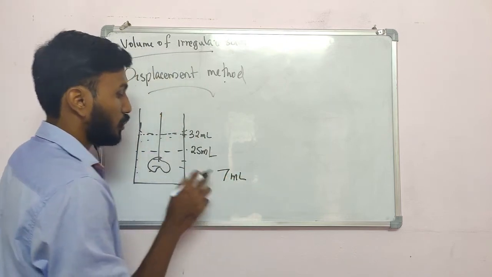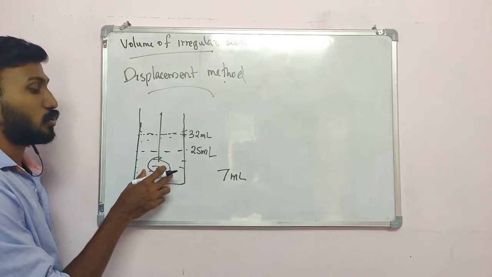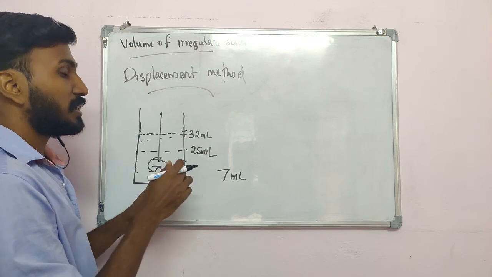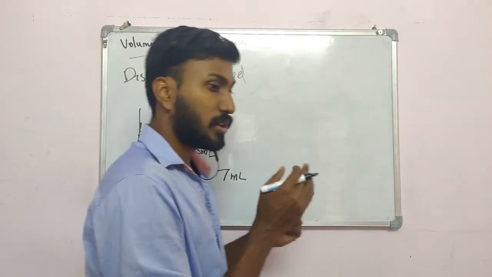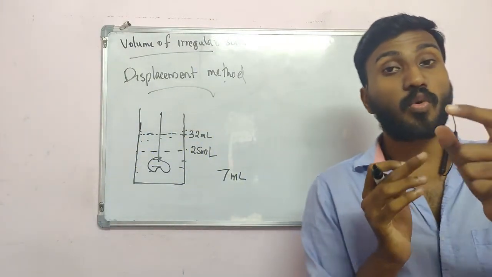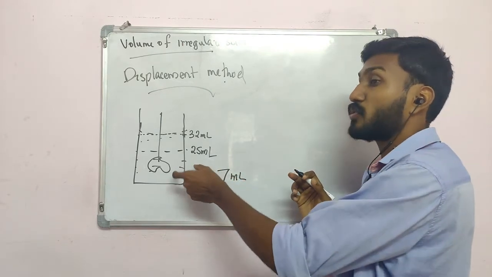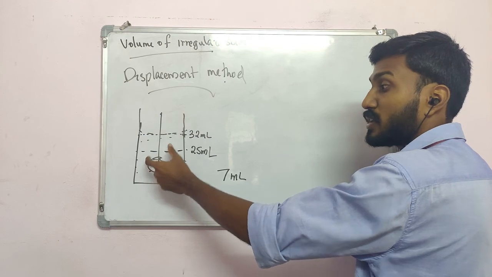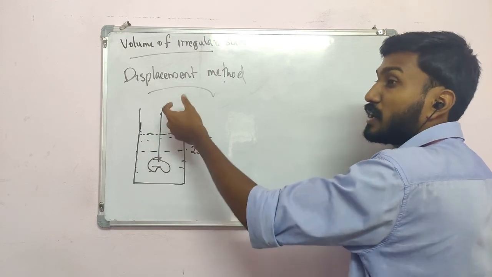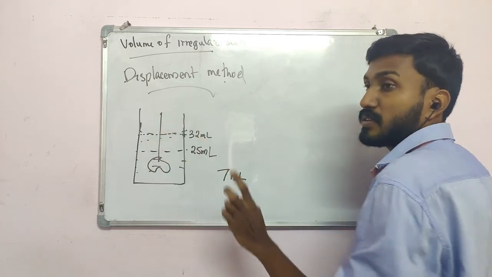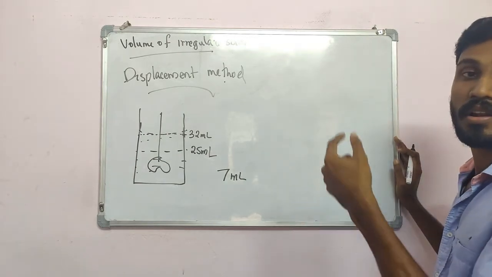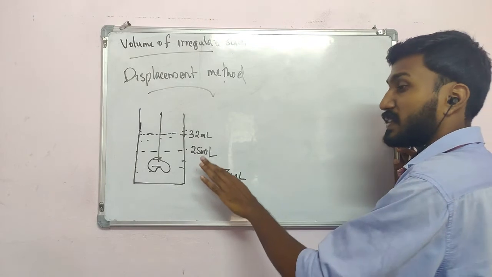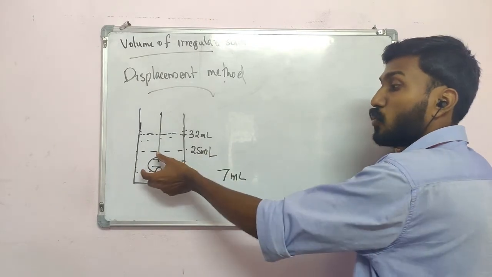So when this solid is immersed in the water or liquid, it displaces water equivalent to 7 ml. That is, the volume of that particular body is also 7 ml. It will not displace more or less than 7 ml. It will displace exactly 7 ml, the volume of that object.